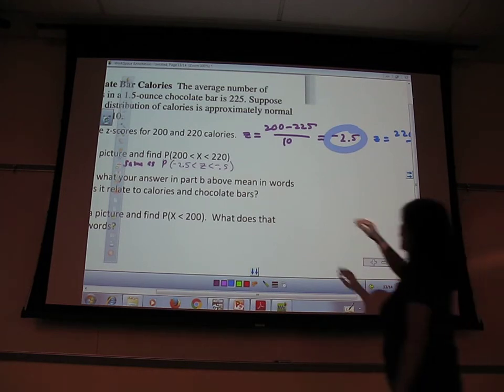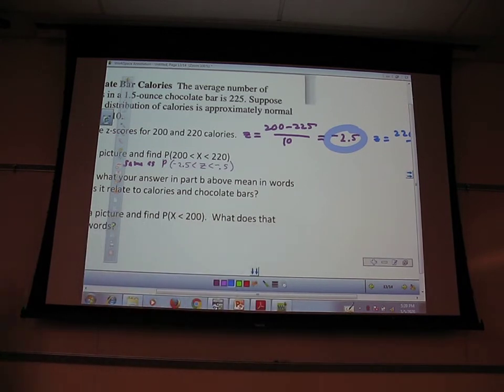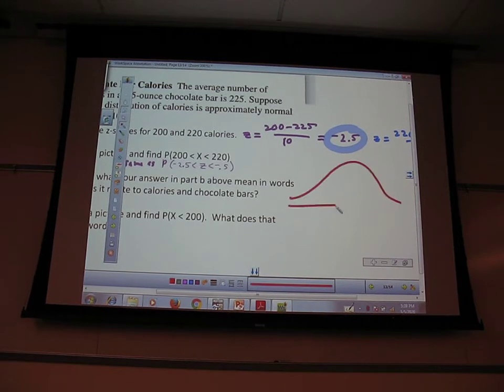So we need to draw a picture. Draw a little picture. Here's my little notch. Negative 2.5 is over here somewhere, and negative 0.5 is over here somewhere. Doesn't have to be to scale, that's okay. And then you're going to shade, it says x is between those, or z is between these, so I'm just going to shade between them.